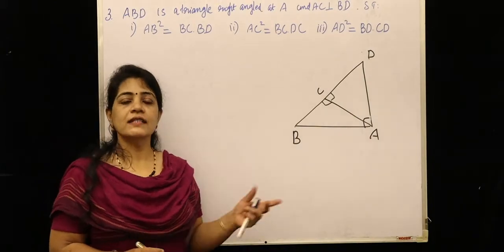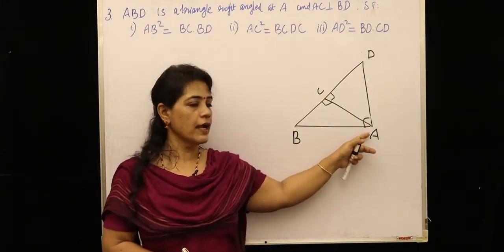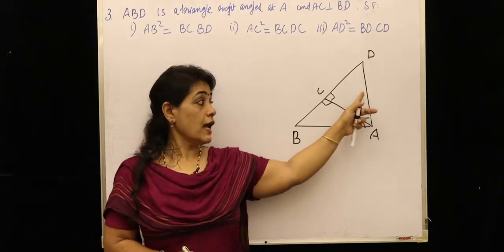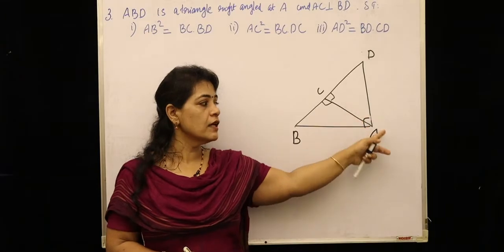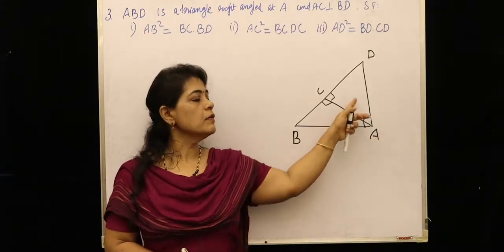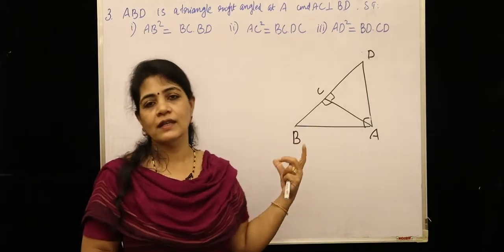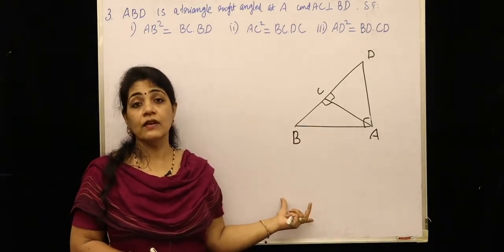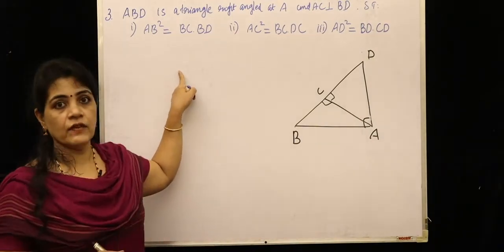So because of that result, if a perpendicular is drawn from the vertex of a right angle of a right triangle, the triangles on both sides of the perpendicular are similar to the whole triangle and similar to each other. This is the result we can apply in order to get these three results. Let us check one by one.